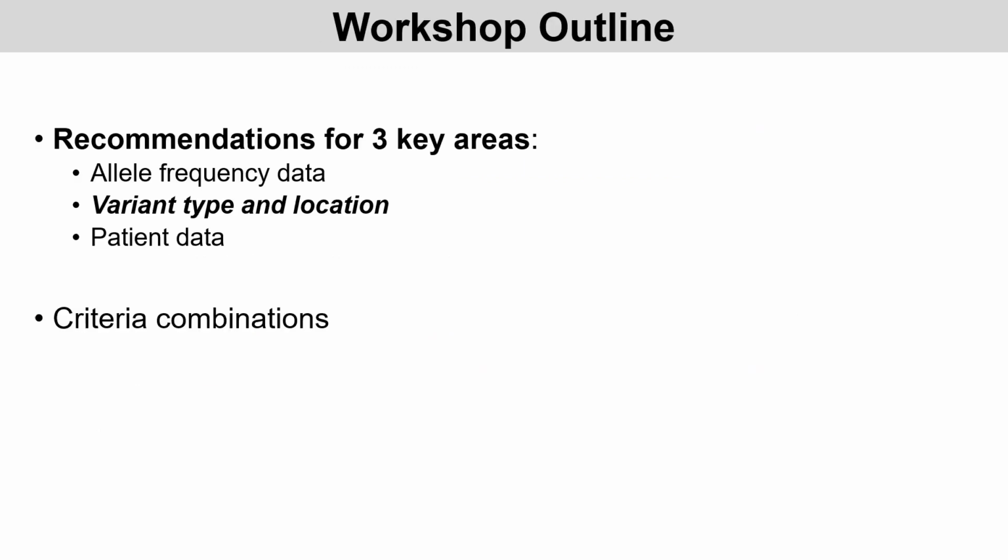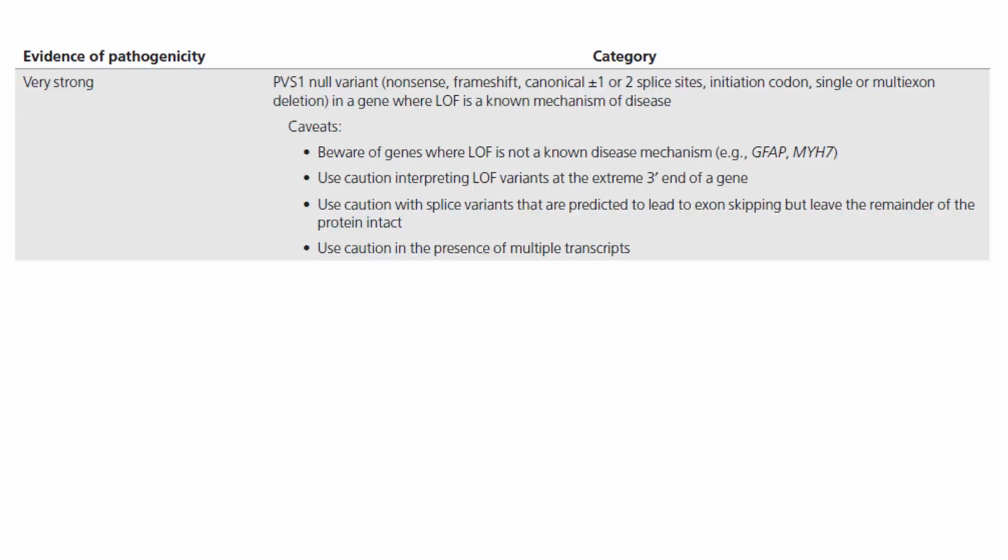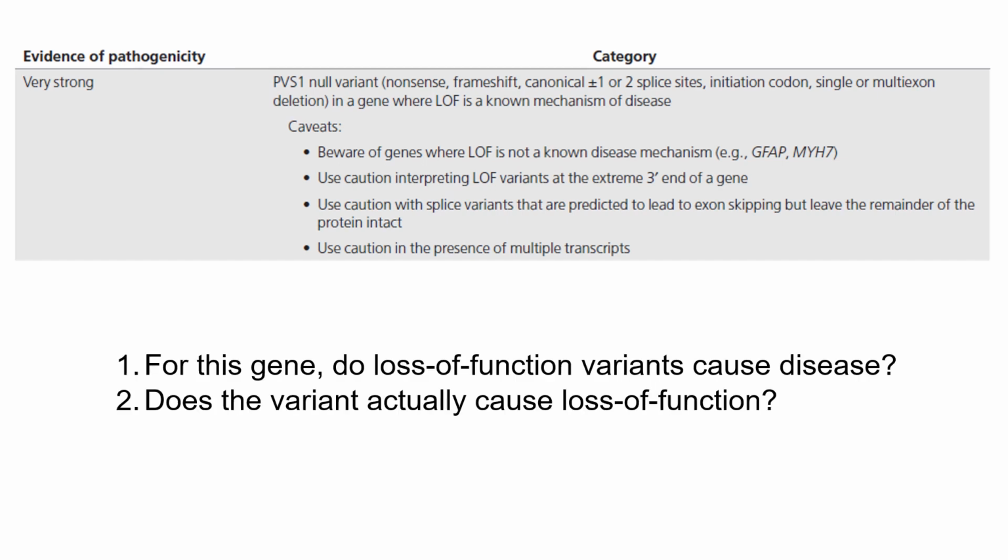Okay, so next I'm going to move on to variant type and location information. We'll start with the pathogenic very strong criteria, PVS1. This criteria is for null variants in a gene where loss of function is a known mechanism of disease, and the guidelines include these additional caveats that you need to consider. So you need to consider, for this gene, do loss of function variants actually cause disease? But then also consider, does my variant actually have a loss of function impact? And so it's sort of two different questions to address.